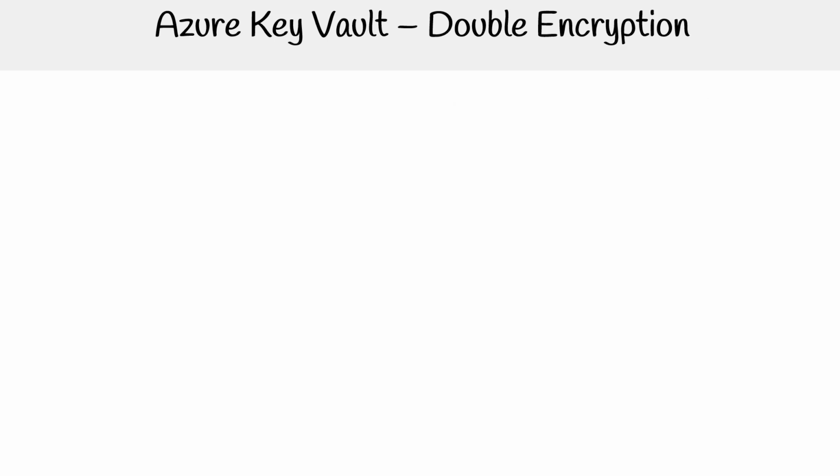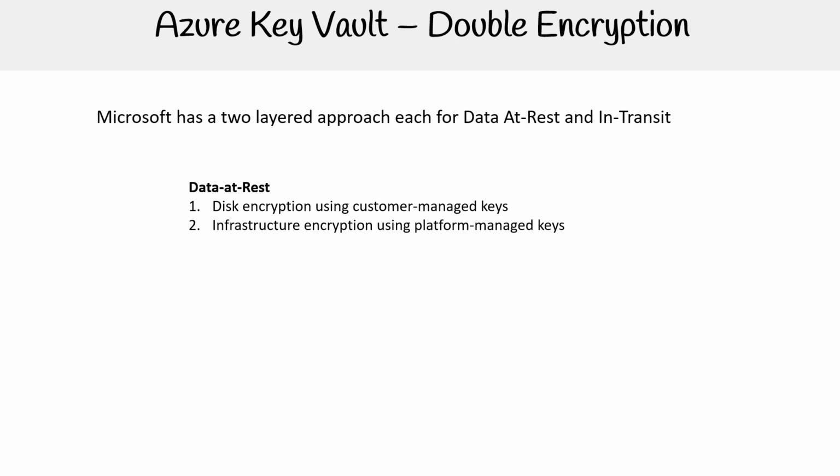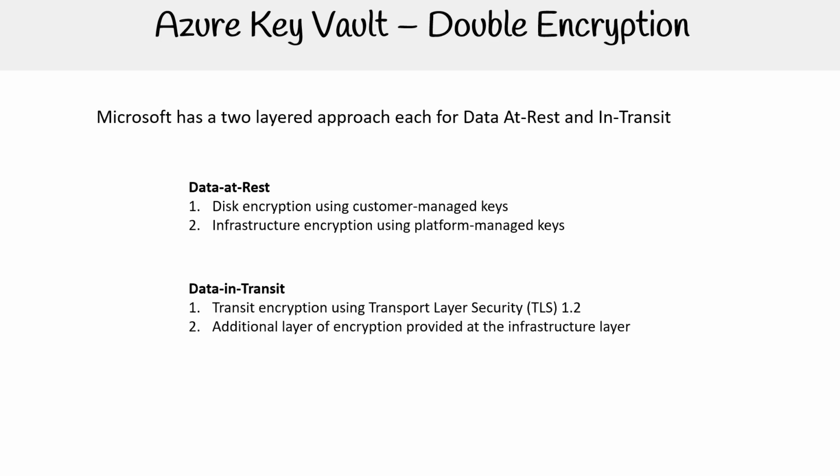I feel like we're repeating ourselves 100 times here, but Microsoft has a two-layered approach for data at rest and in transit. For data at rest, you have disk encryption using customer managed keys, and then you have the infrastructure encryption using platform managed keys. For data in transit, the transit encryption uses TLS 1.2. That is the latest standard. Over the years it went between SSL and TLS. It's back in TLS's court, with 1.2 being the most up to date. An additional layer of encryption is provided at the infrastructure layer.